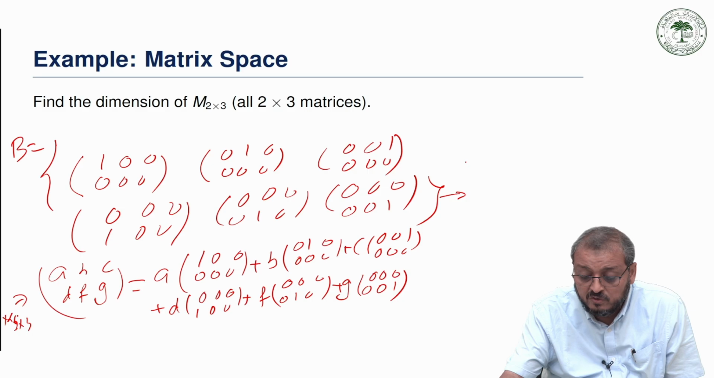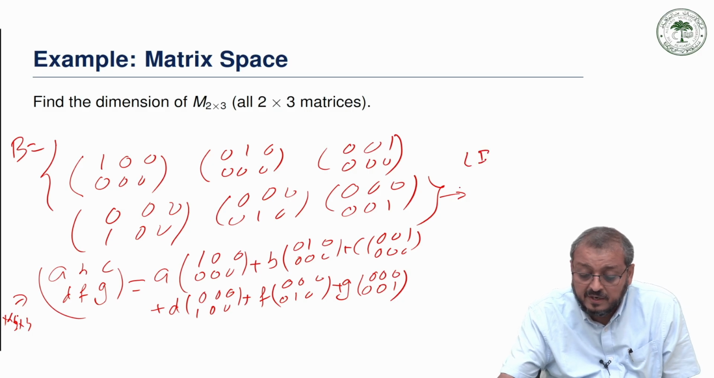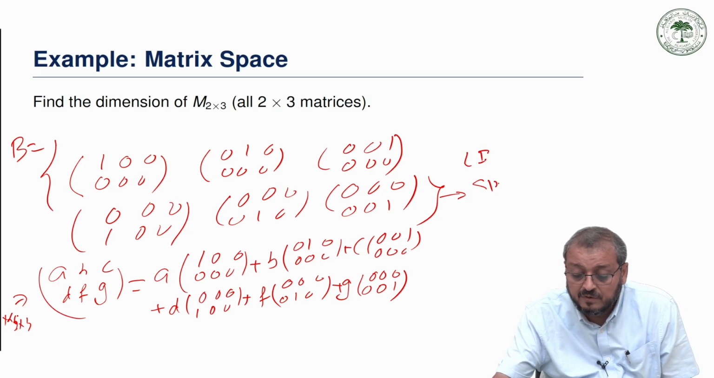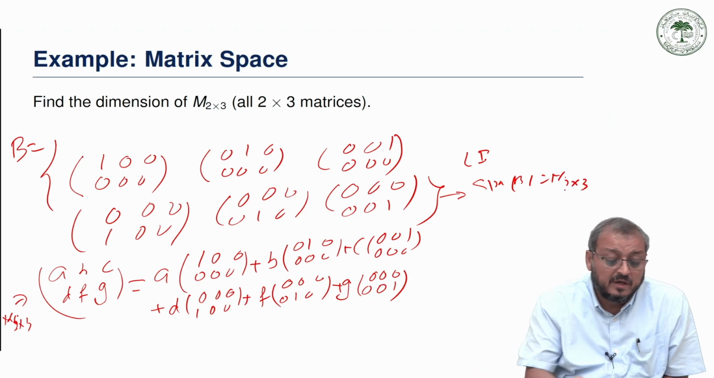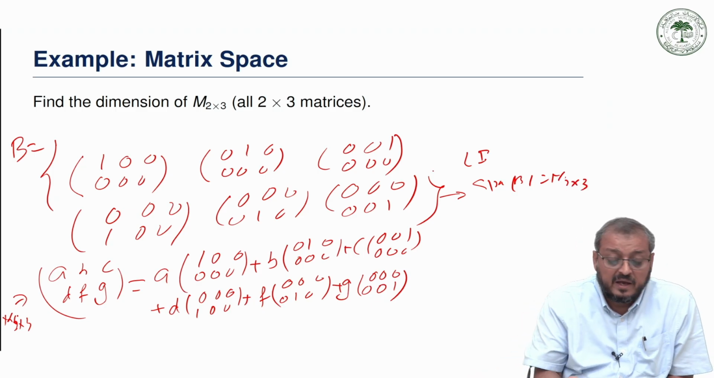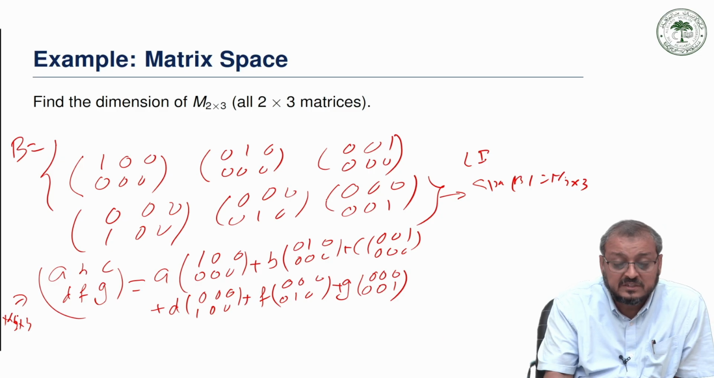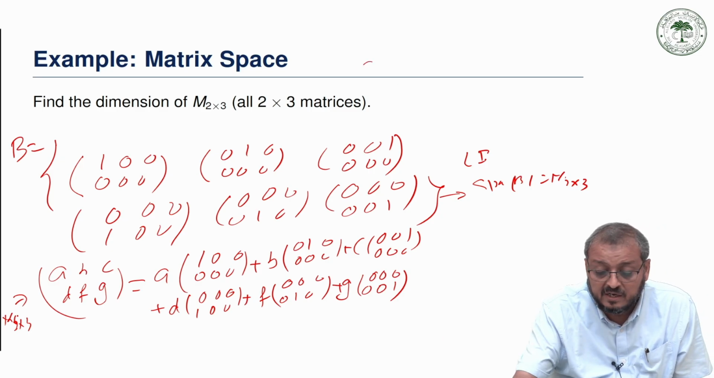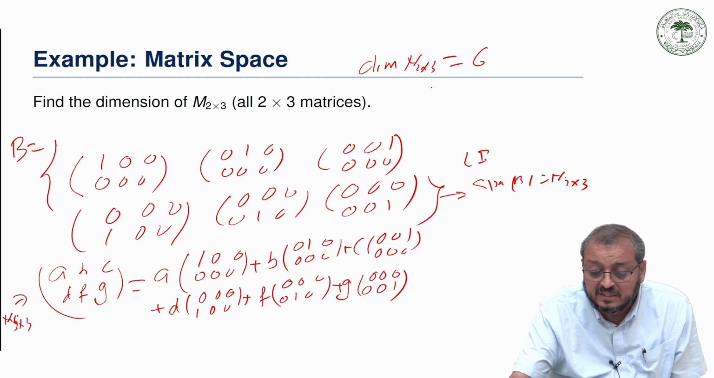So this set is linearly independent, and the span of B is equal to M of 2 by 3. So this set forms a basis, and in this basis we have 6 elements. So we can say that the dimension of M of 2 by 3 is equal to 6, which is nothing but 2 times 3.